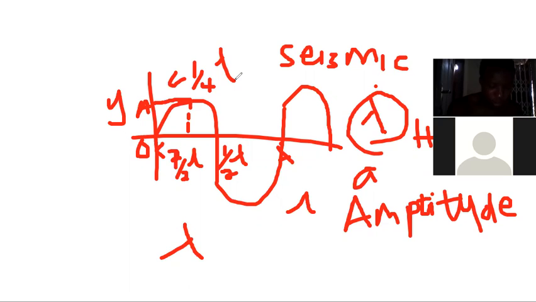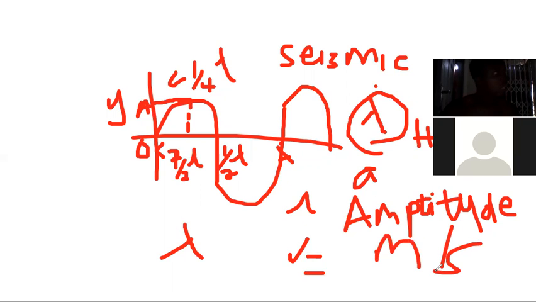Now, the distance which the wave travels in 1 second is called the wave velocity, or wave speed. If the wave is able to travel from here to here within a second, the distance over the time will become the velocity of the wave. Are you getting it? It is denoted by v, and it is measured in meters per second.